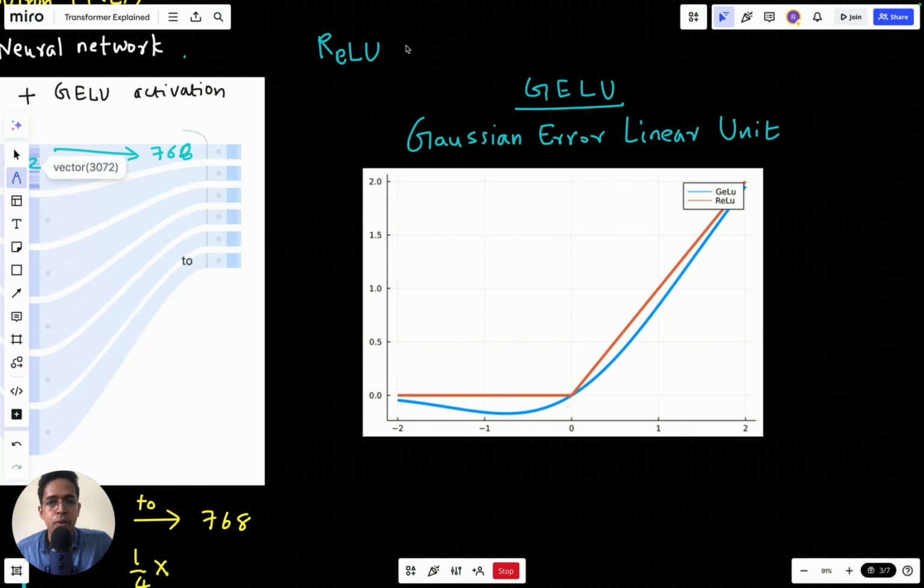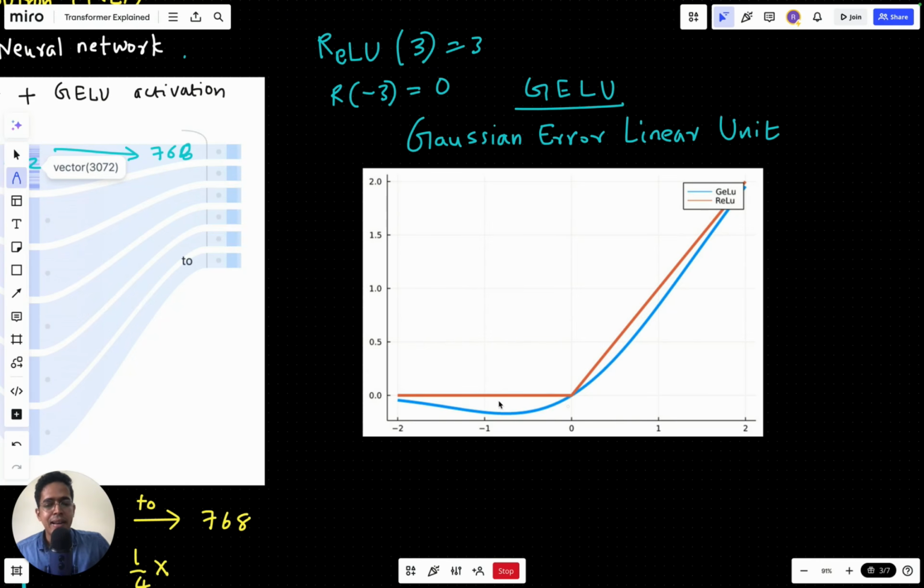ReLU, which is rectified linear unit. ReLU of 3 is equal to 3. But ReLU of any negative number, ReLU of -3, is equal to 0. So ReLU will convert all negative numbers to 0, as you can see here in this red plot, and all positive numbers as the input will be retained as such. ReLU is a very popular activation function, and these activation functions enable neural networks to learn non-linear relationships, right?